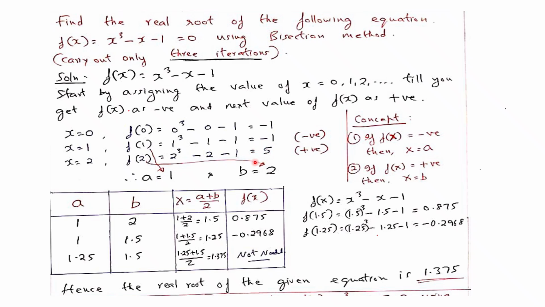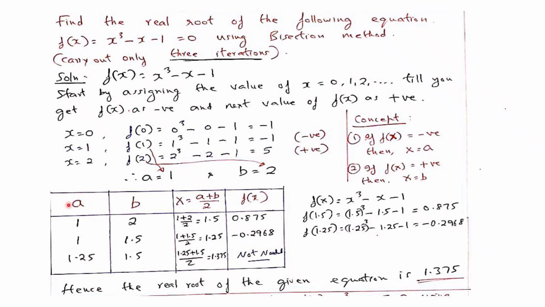So you stop here, and now you have to identify the values of a and b. So what is a? The value of x for which you obtained f of x as negative, that is 1 in this example, that becomes a. So a is equal to 1, and this value of x, what you got as 2, for which you got the value of f of 2 as positive. So that value of x you write as 2. So a is equal to 1 and b is equal to 2.